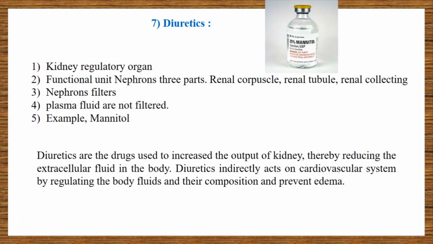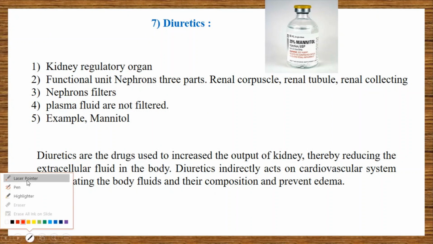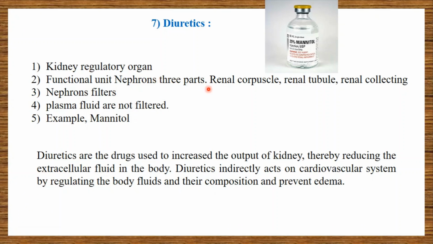So the functional unit of the kidney is the nephron, and each nephron consists of three parts, that is the renal corpuscle, then the renal tubule, and the renal collecting duct.